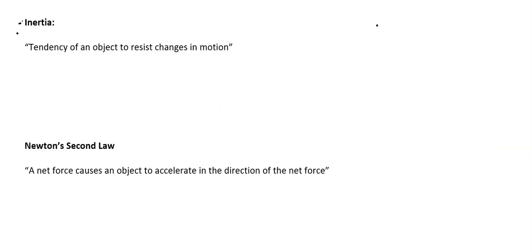Cool. So let's talk about inertia now. Inertia is the tendency of an object to resist changes in motion. I want you to think about what type of objects have a lot of inertia. Objects that have a lot of inertia, or are more resistant to changes in motion, are larger objects. So more massive objects have more inertia.